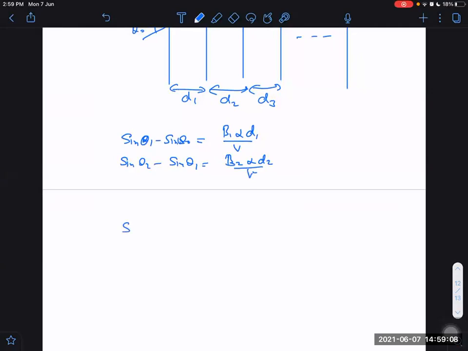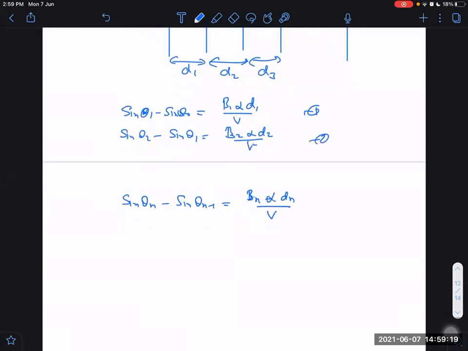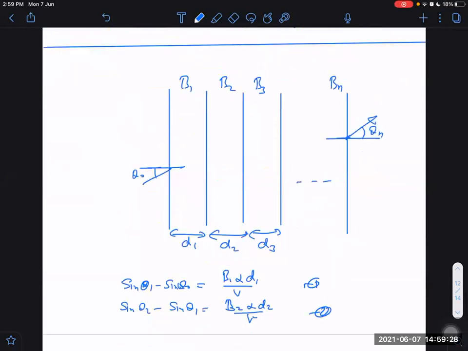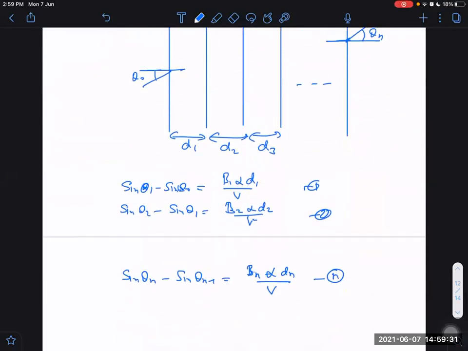So if I add such terms, the last term will be sin theta n minus sin theta n minus 1 equal to Bn into alpha into dn upon v. Adding all these equations, what do we get? Sorry, I did the opposite here. It should be sin theta naught minus sin theta 1, then sin theta 1 minus sin theta 2, and so on up to n minus 1 and n. Yes. Now tell me the relation.